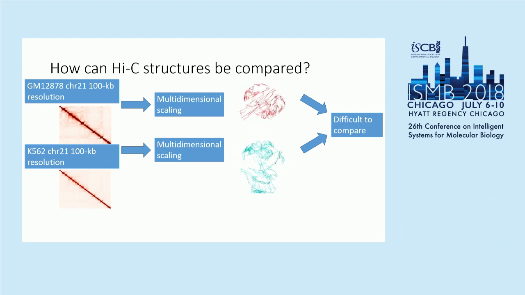conformations. So, for example, this is showing Hi-C structures from GM12878 chromosome 21 and K562 chromosome 21. GM12878 is a lymphoblastoid cell type, K562 is a cancerous cell type. So once you have these 2 structures, the question is how to compare them. And it turns out that this is pretty difficult, partly due to the stochastic nature of MDS.